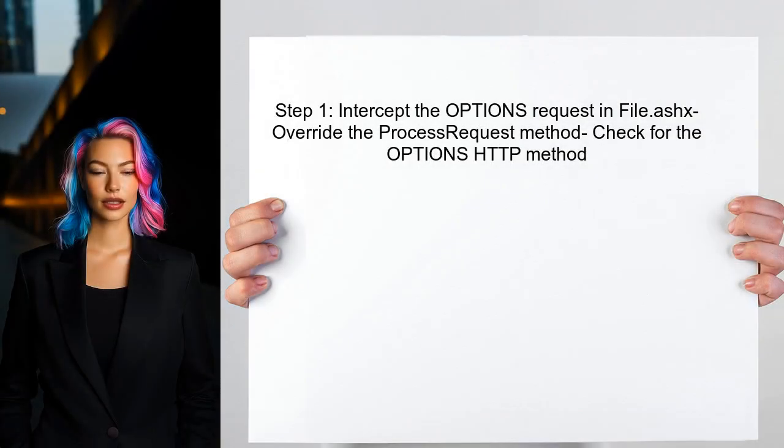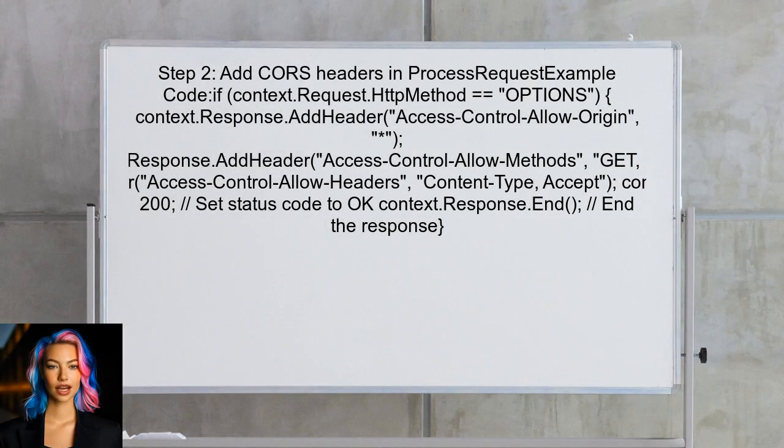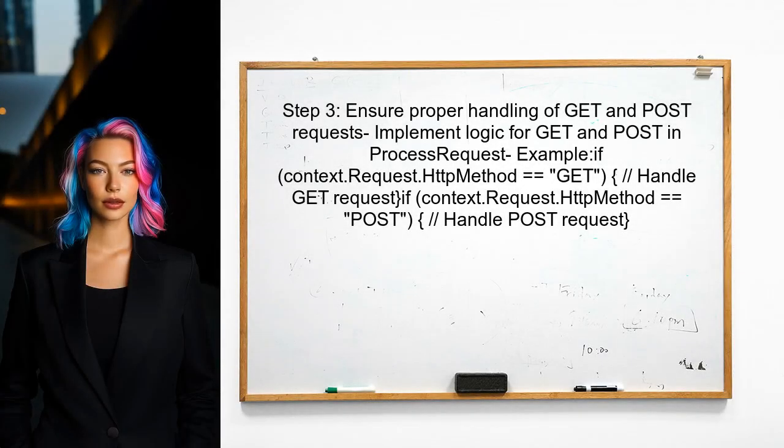To enable CORS for the file.ashx handler, the user needs to intercept the OPTIONS request. This can be done by overriding the ProcessRequest method in the handler. Next, the user should add the necessary CORS headers in the ProcessRequest method. This will allow the browser to recognize that the request is permitted. After adding the headers, the user should ensure that the handler processes GET and POST requests correctly. This is important for the functionality of the file.ashx handler.